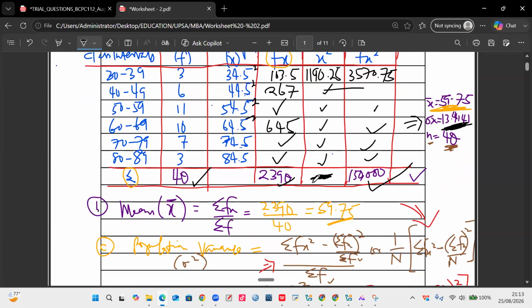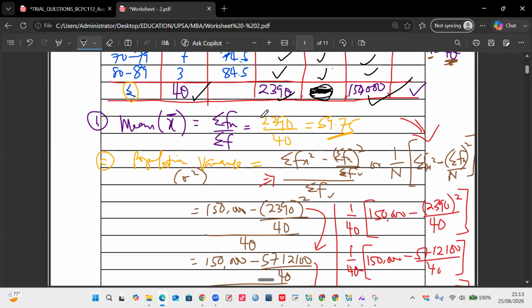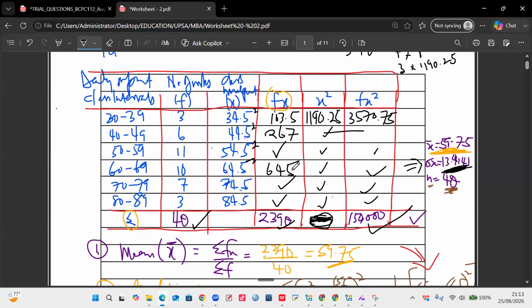Don't find the total for x squared. The calculator, we will not use it when we're solving it. Did you see us using any x squared here? No. So don't find any total. We only use the totals of the fx and fx squared. That's why you have the totals for fx and fx squared. We don't need totals for x. We don't need totals for x squared.